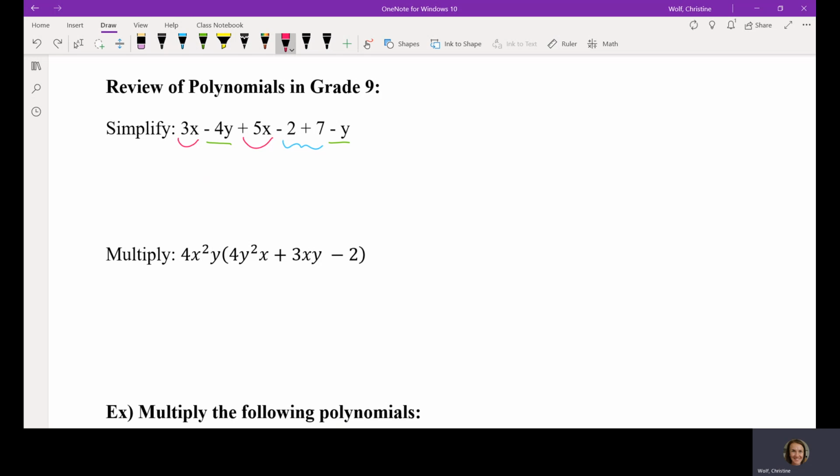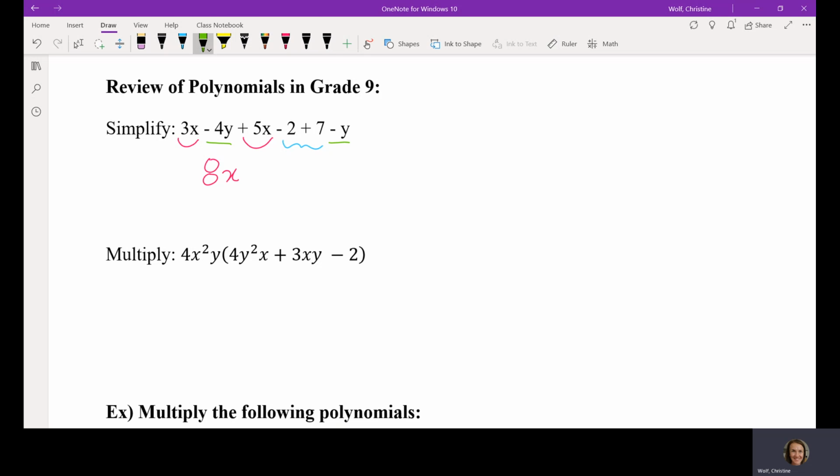8x. Okay? Then if I go to my 4y and negative y, you have to really be careful and look at the symbols. That 8x still looks really ugly. I don't know why my pen drags sometimes. 8x, there we go, that's better.